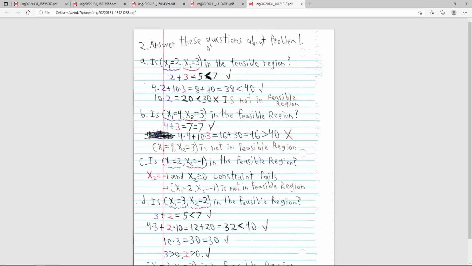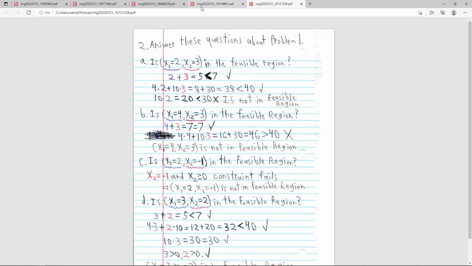So now we answer these questions about problem 1, which is just the feasible region. So is x1 equals 2, x2 equals 3 in the feasible region? Well, it's not, but first you have to check every condition. So you get 5 acres of land, which is good. You get 38 hours of labor used, which is good. It's less than 40, so that checks. 10 times 2, though.